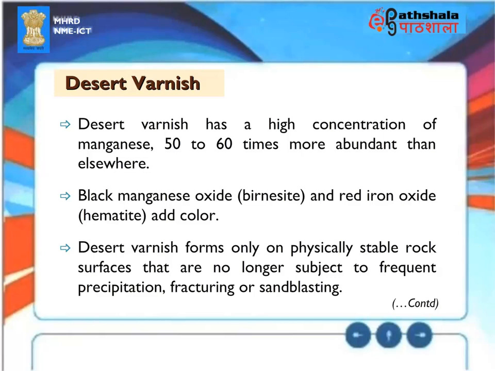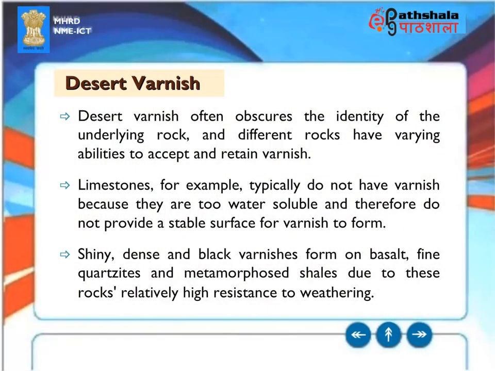Desert varnish forms only on physically stable rock surfaces that are no longer subject to frequent precipitation, fracturing, or sand blasting. Desert varnish often obscures the identity of the underlying rock, and different rocks have varying abilities to accept and retain varnish. Limestones, for example, typically do not have varnish because they are too water soluble and therefore do not provide a stable surface for varnish to form. Shiny, dense, and black varnishes form on basalt, fine quartzites, and metamorphosed shales due to these rocks' relatively high resistance to weathering.